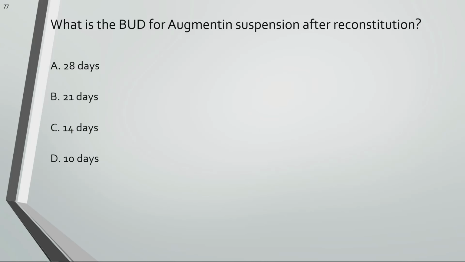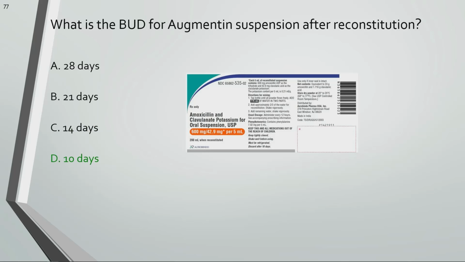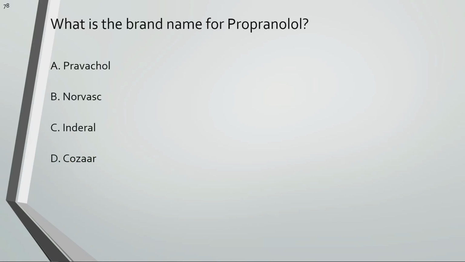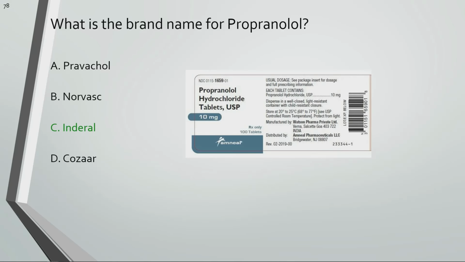What is the beyond use date for Augmentin suspension after reconstitution? Augmentin suspension should be used within 10 days after reconstitution and should be refrigerated. What is the brand name for propranolol? The brand name for propranolol is Inderal. The generic name for Pravachol is pravastatin, Norvasc is amlodipine, and Cozaar is losartan.